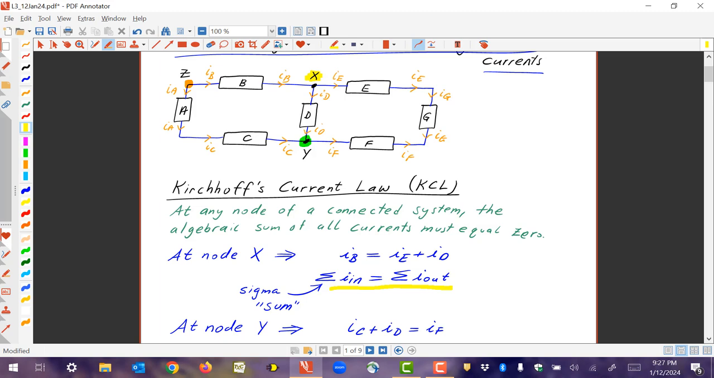You can also go to node Z, for example. That's a node as well. Again, when two or more elements are connected, that's a node.